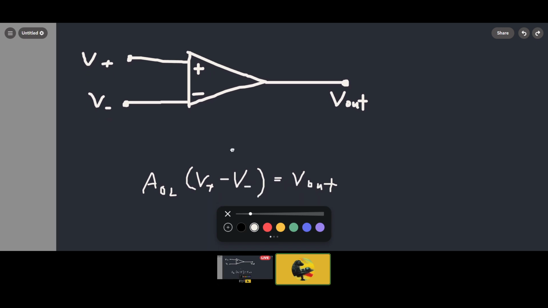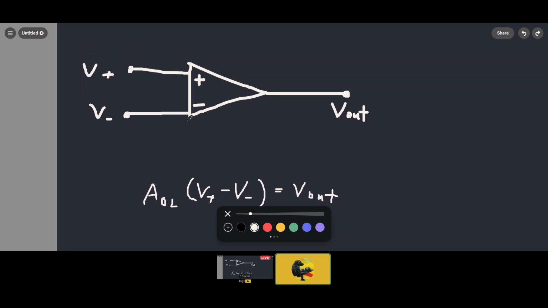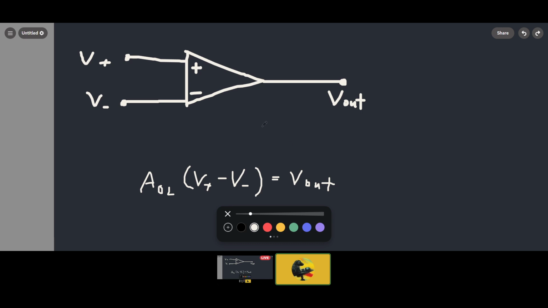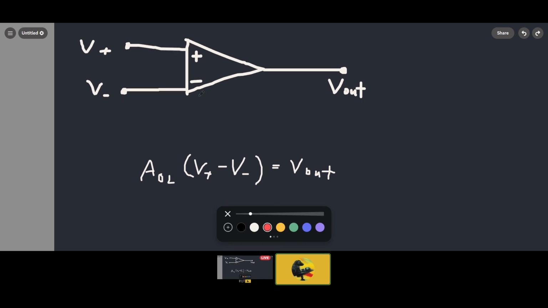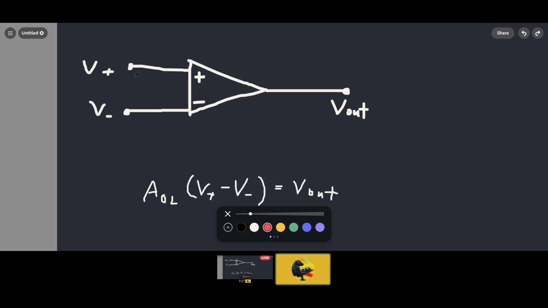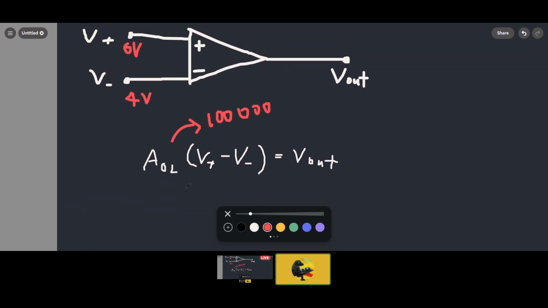Okay, so every op amp has an open loop gain, and what it does is we take the difference of V plus and V minus, and we multiply that with the open loop gain, and that gets us V out. So let's run a simple scenario. Let's say at V plus there is 6 volts, and at V minus there is 4 volts. Let's say that the open loop gain is 100,000. So what is the V out?